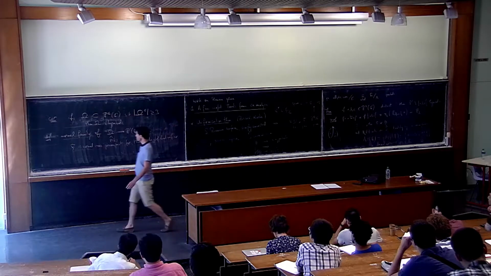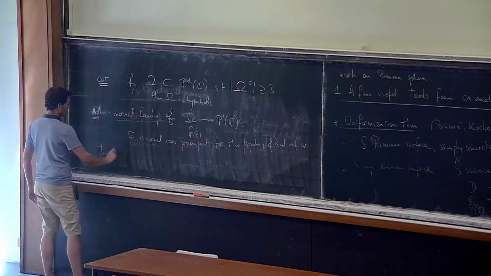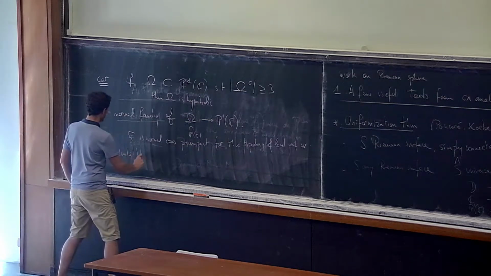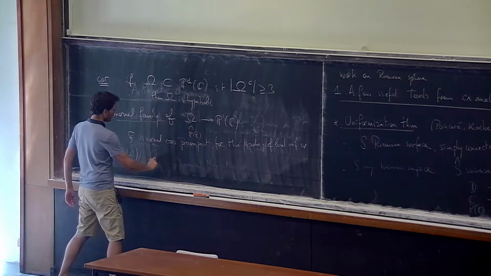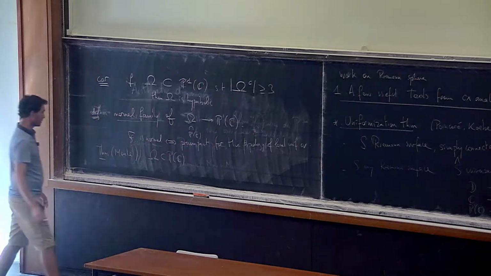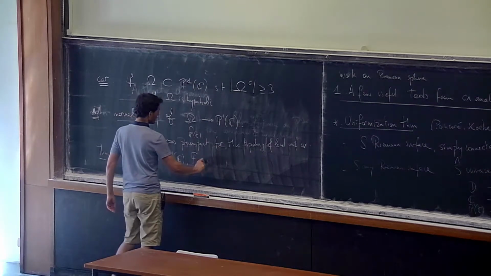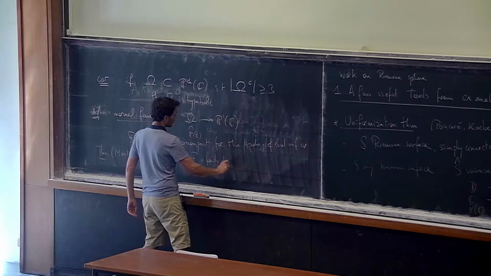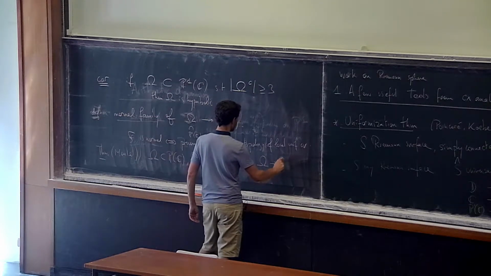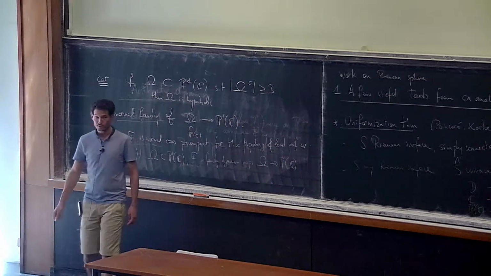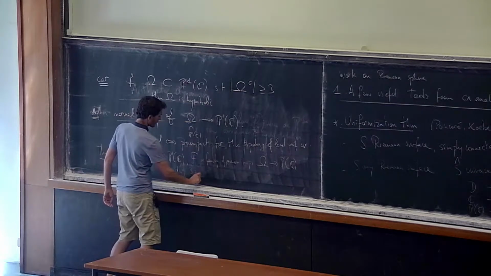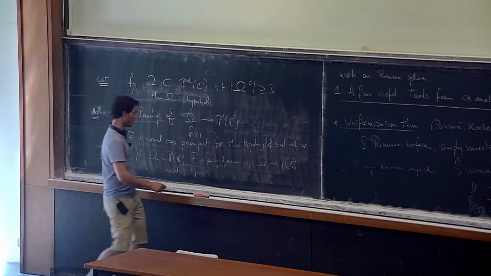Okay, so theorem, Montel's theorem. If you take any domain in the sphere, and you take any family F of meromorphic mappings from omega to the sphere which avoids 3 points, then it is a normal family.